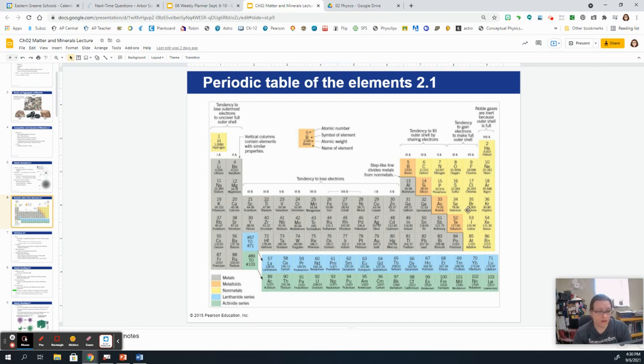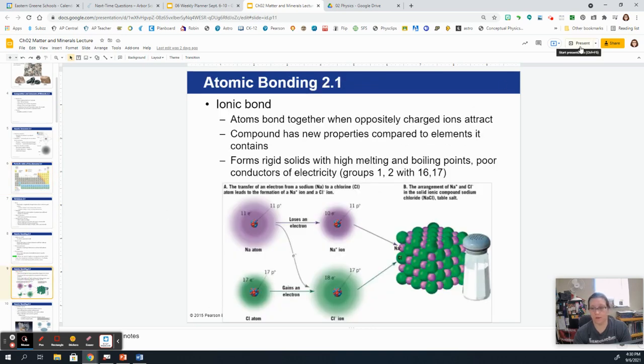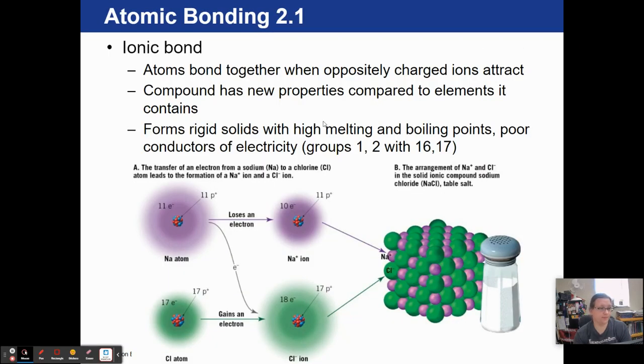So chlorine, for example, and sodium. Sodium wants to get rid of some electrons. Chlorine needs to get some extra electrons. That's what we have here. So the transfer of an electron from sodium to chlorine forms Na and Cl ions. The arrangement of NaCl ions create what you know as salt.